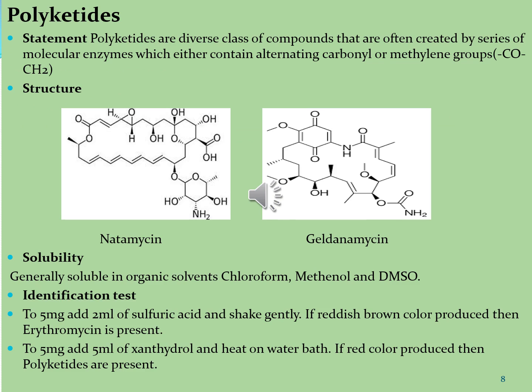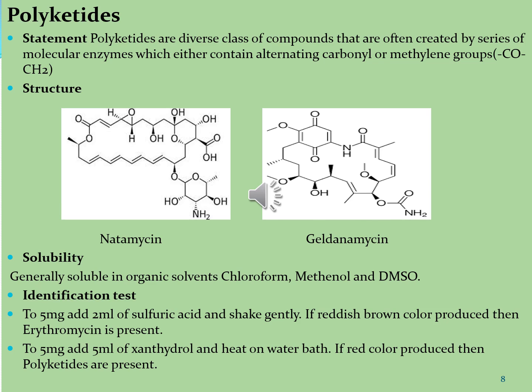Let's see what polyketides are. Polyketides are a large group of metabolites found in bacteria, fungi, and plants which are synthesized from acyl coenzyme A precursors. So, polyketides are a diverse class of compounds that are often created by a series of enzymes, and they contain alternating carbonyl or methylene groups, that is in the form of C double bond O and CH2.